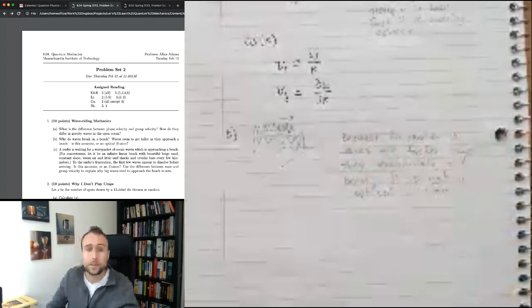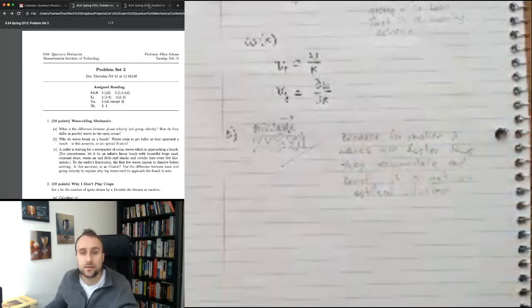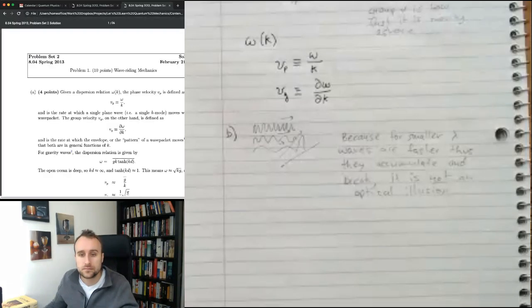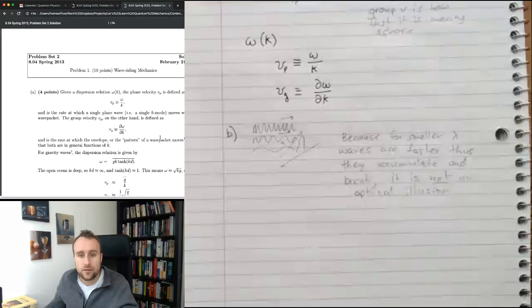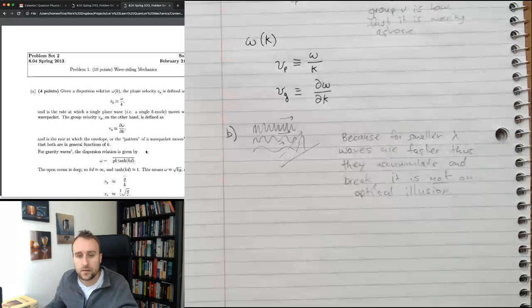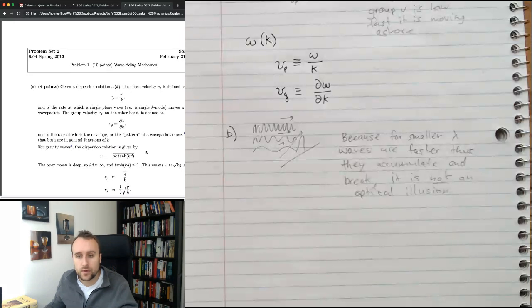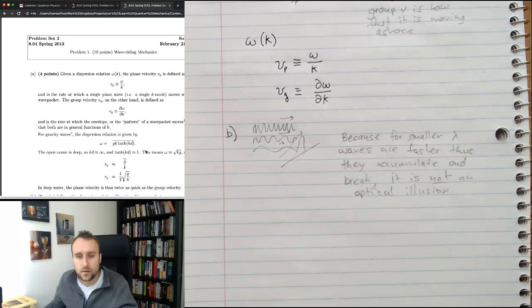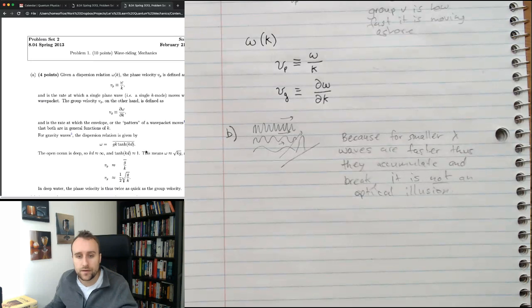Let's see if that's right. For gravity waves, the dispersion relation is given by this. The ocean is deep, so kd equals infinity, tanh kd is equal to 1. This means omega is the square root of kg, so in deep water, the phase velocity is thus twice as quick as the group velocity.